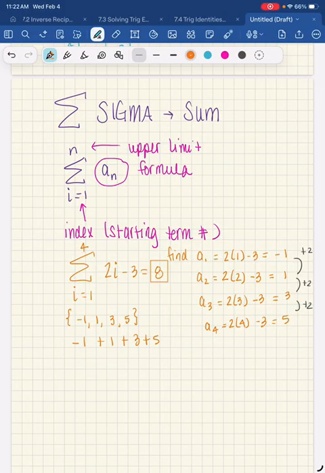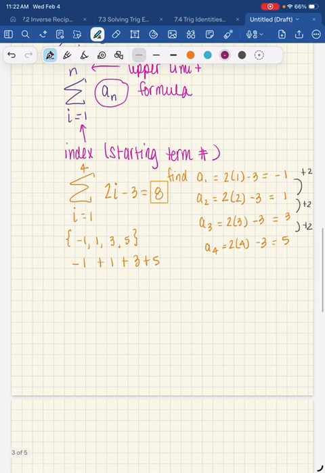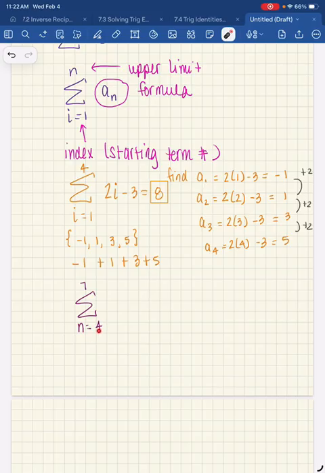Okay, let's do one that's a mixture of a summation with a factorial. I'm going to use N this time, and this time I'm going to say N is, how about 4 to 7? So this means I'm going to start by plugging in 4, end by plugging in 7, and add all of those together.